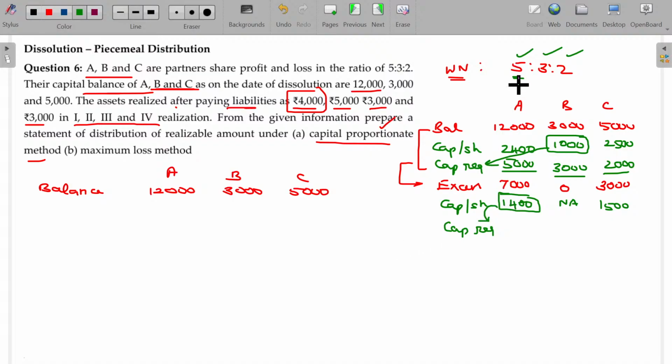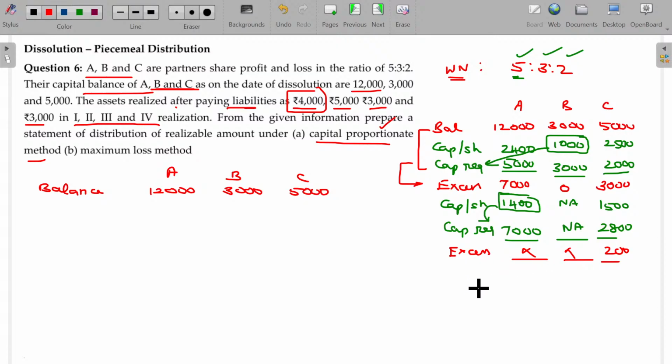So 1,400 into 5 shares, 7,000. Of course, here not applicable. In C's case, 2,800 only is required, but he has 3,000 rupees. From this, it is very clear the excess capital invested by C over the other partner is 200. Is that clear?